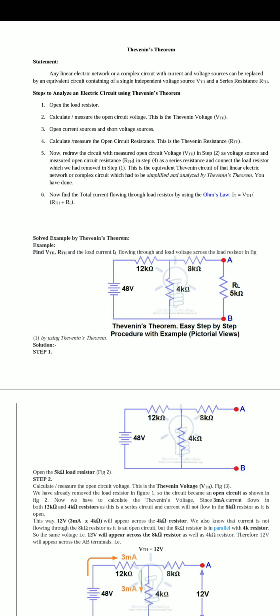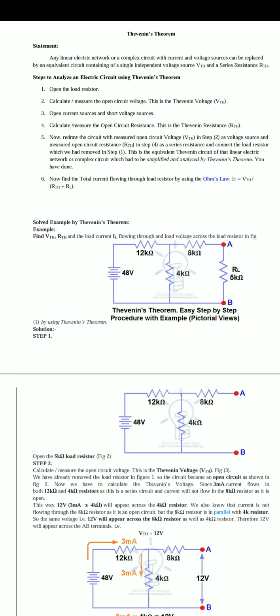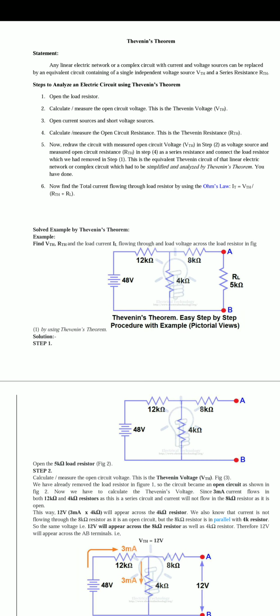Then open the current sources or short circuit the voltage sources present in that circuit. If both current and voltage sources are there, open the current source and short circuit the voltage source. Then calculate or measure the open circuit resistance. This is the Thevenin's resistance.